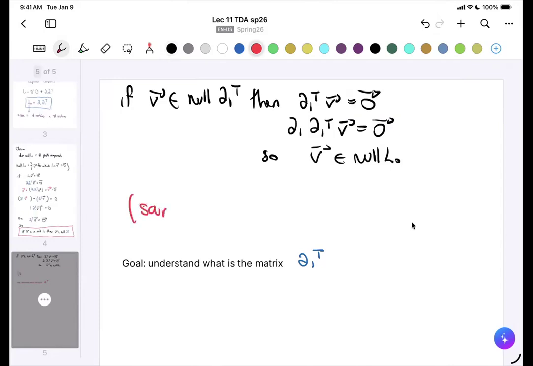This is the same proof as that the null space of a product A times B is contained in the null space of what that would be. Sorry, that the null space of B is contained in the null space of A times B. I hate this notation.